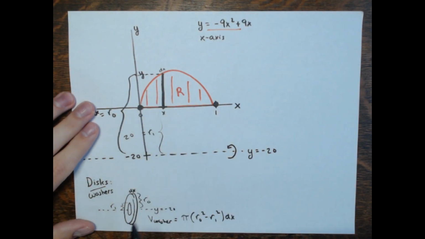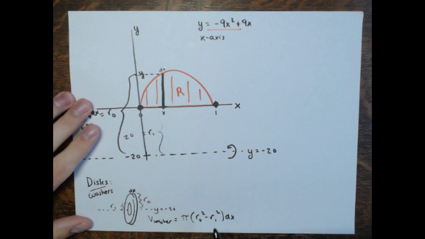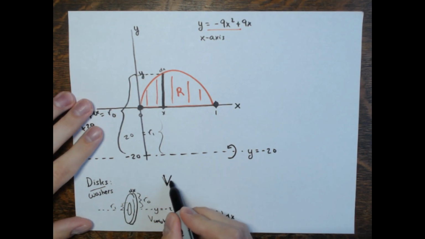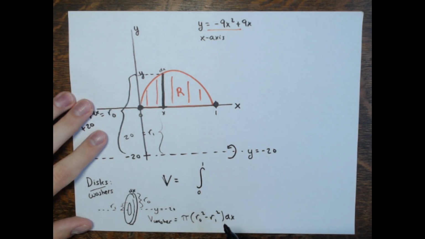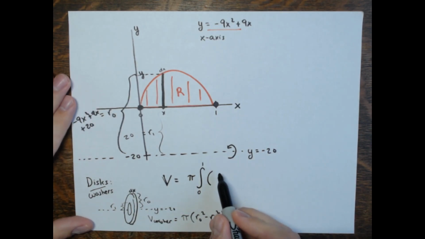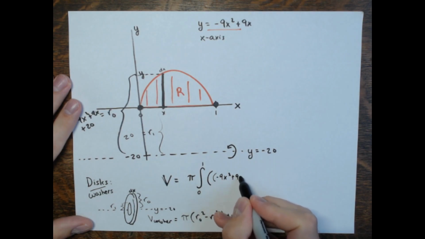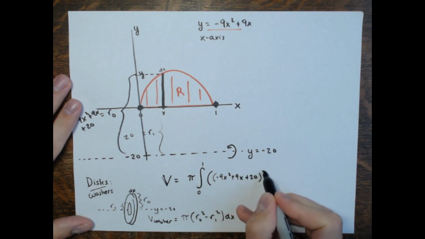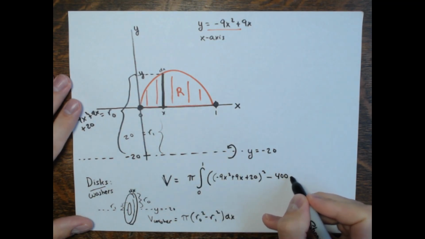And then we'll be doing this for every single value of x from 0 to 1, creating all these washers, right? So the volume here, when we're doing the disk or washer method, will be the integral from x equals 0 to x equals 1 of, and pi is a constant multiple here, pi times the outer radius squared, so negative 9x squared plus 9x plus 20, squared, minus the inner radius squared, which is just 20 squared, that's 400.